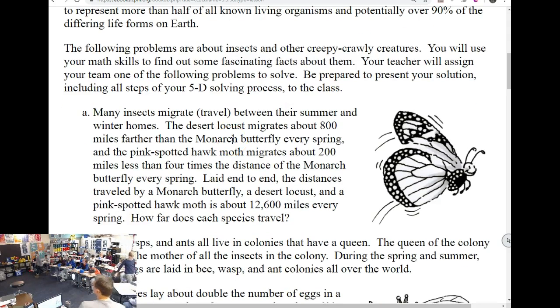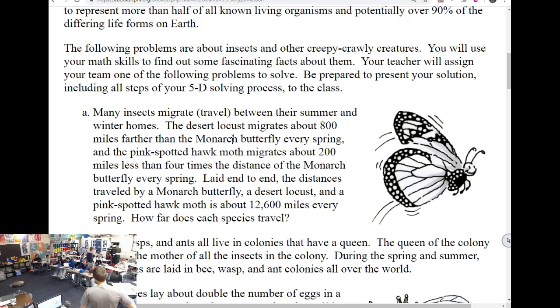So what you want to do is dive in. Now, it advises using the 5D process. Totally one way that would work. You do not have to. Okay? So if you want to use the 5D process, you totally can. You do not have to.